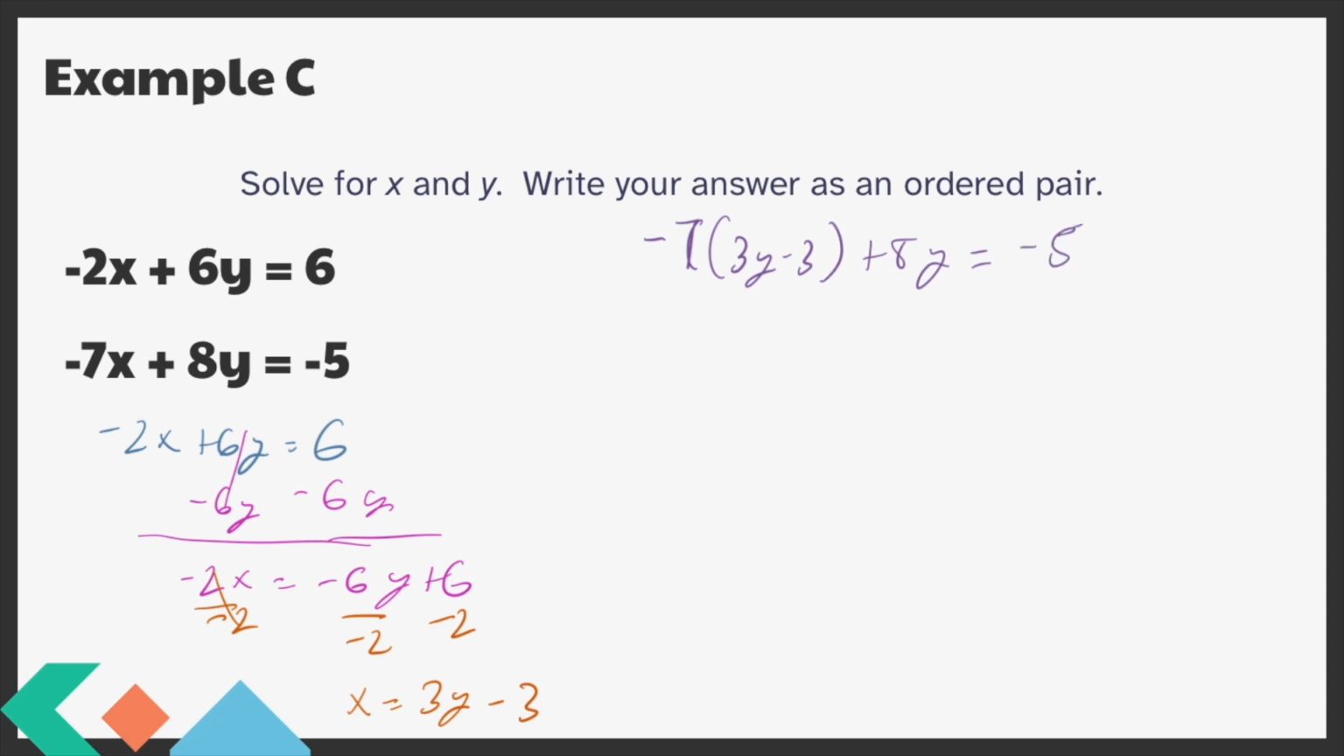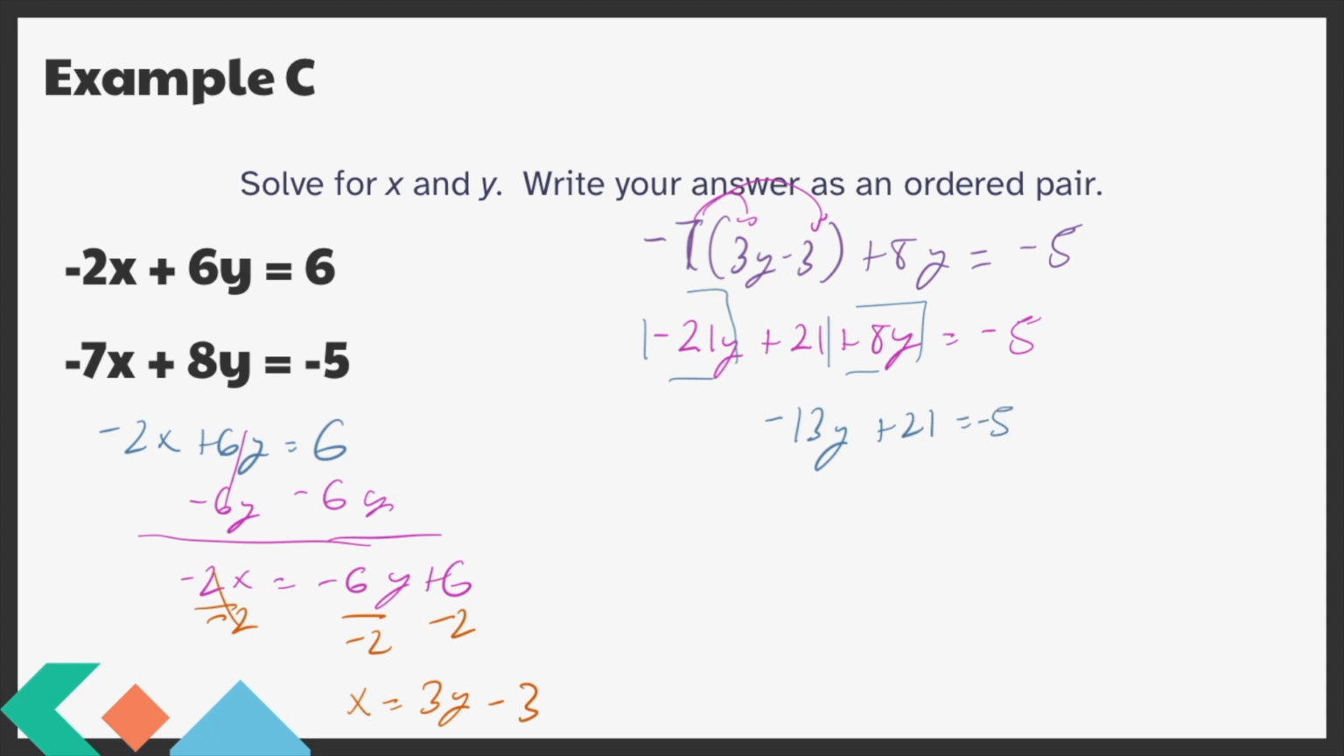Now it's time to solve our equation, so we're going to start by the distributive property. So we're going to distribute negative 7 to 3y and negative 7 to negative 3. So negative 7 times 3y is going to be negative 21y. Negative 3 times negative 7 is going to be positive 21. Bring down the 8y is equal to negative 5. Now it's time to combine some like terms. So we're going to combine our negative 21y and our positive 8y. That's going to give us negative 13y. Negative 13y plus 21 is going to be equal to negative 5.